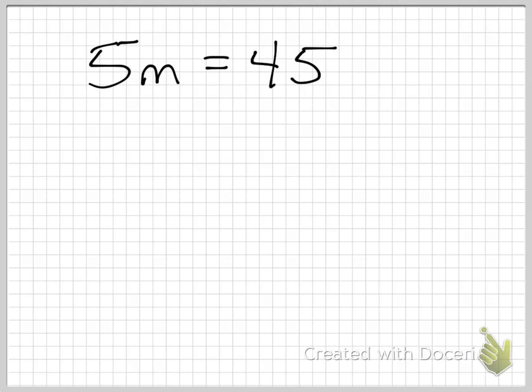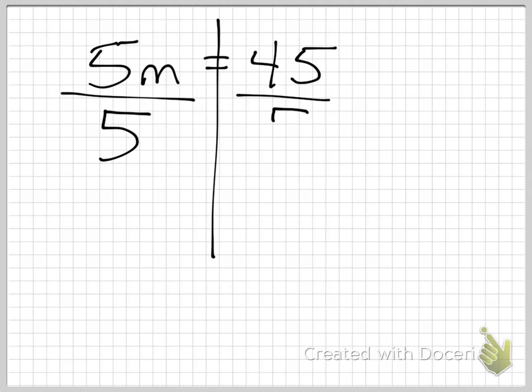All right, here we go. Line down the equal sign. Is the variable happy? No. Why not? He's not alone. Who's with him? The 5. What's the 5 doing to him? Multiply. What's the opposite of multiply by 5? Divide by 5. What am I allowed to do with those 5s over there?